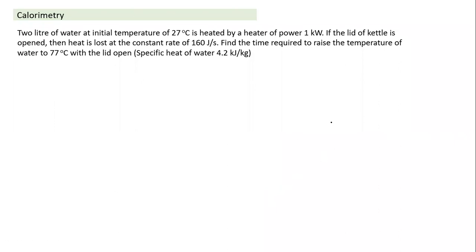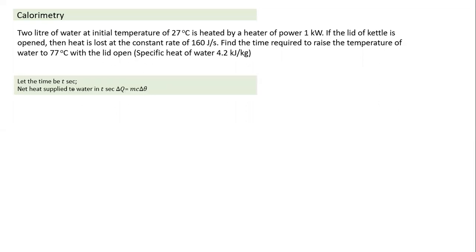Okay, let's look at some more numericals based on this. 2 liters of water, initial temperature, is heated by a heater of a given power. If the lid of a kettle is open, then heat is lost at a constant rate. And this is typically what happens. Whenever you heat any object, the heater supplies some amount of energy per unit time, and some of it is lost to the atmosphere. Then what is the time required to raise the temperature of water to 77 degrees centigrade with the lid open? The specific heat of water is given, everything given in SI.